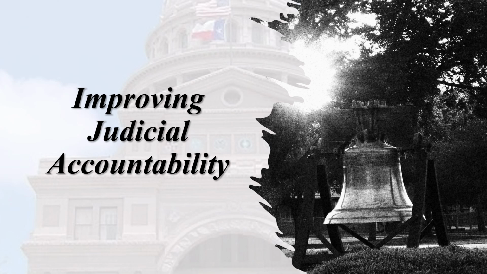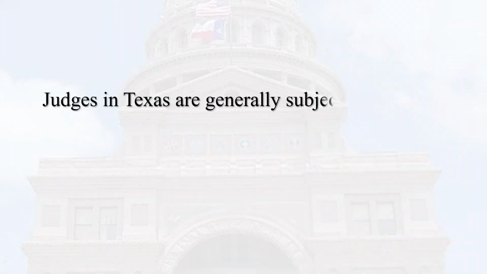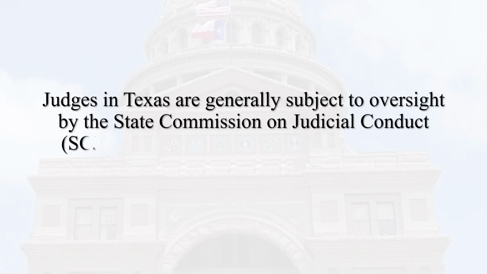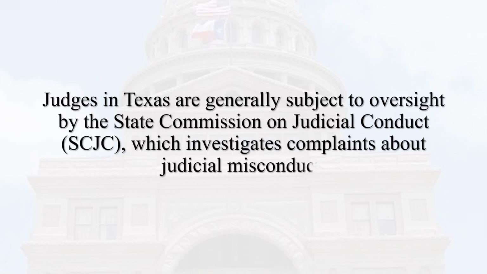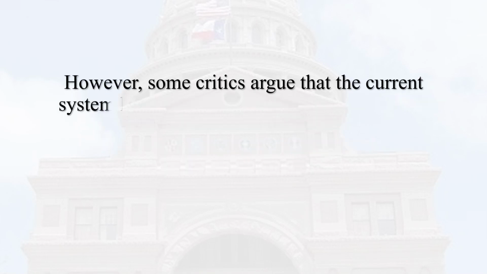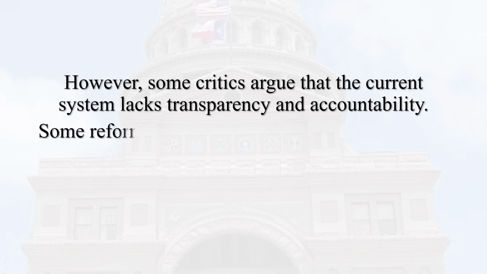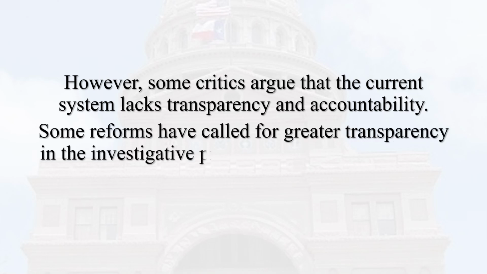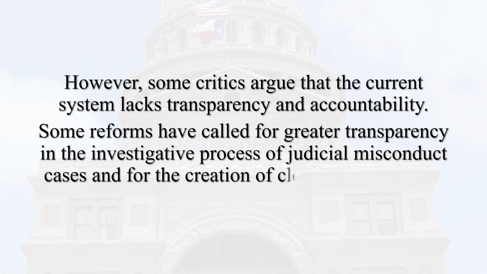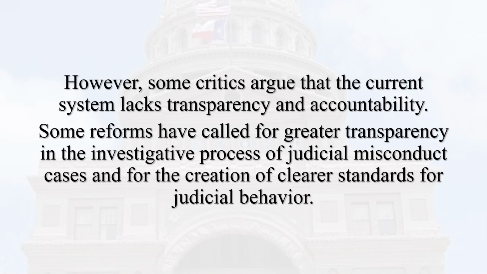Improving judicial accountability. Judges in Texas are generally subject to oversight by the State Commission on Judicial Conduct, which investigates complaints about judicial misconduct. However, some critics argue that the current system lacks transparency and accountability. Some reforms have called for greater transparency in the investigative process of judicial misconduct cases and for the creation of clearer standards for judicial behavior.